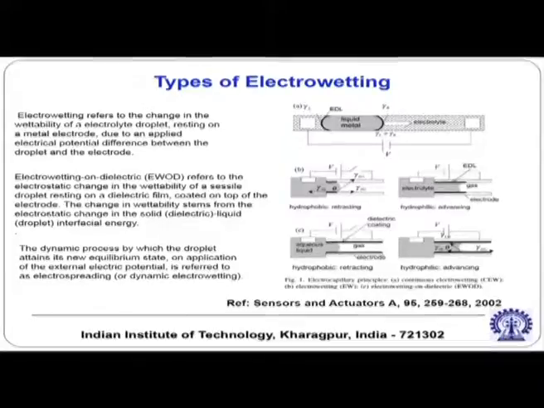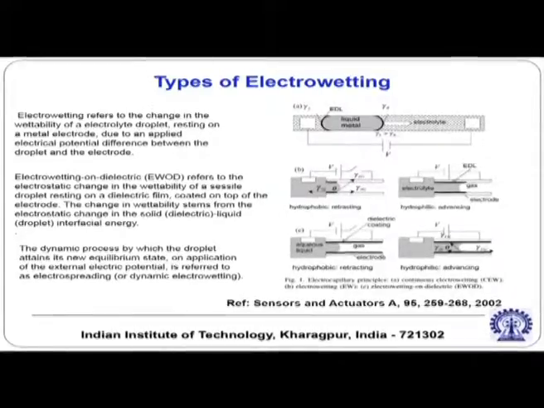There are different types of electrowetting. So simple electrowetting refers to the change in the wettability of an electrolyte droplet, say something like this, due to an applied electrical potential difference between the droplet and the electrode. Schematically it is shown in this figure. So this is simply electrowetting, and what we have discussed so far is electrowetting on dielectric. So this is a phenomenon which does not require the dielectric layer to be present.